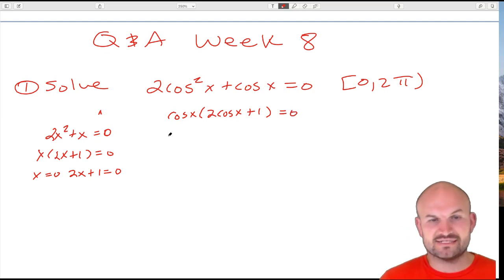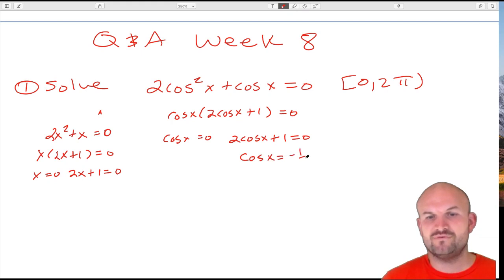Now I can go ahead and set this equal to 0. So cosine of x equals 0, and 2 cosine of x plus 1 equals 0. So therefore, that's going to be cosine of x equals negative 1/2.